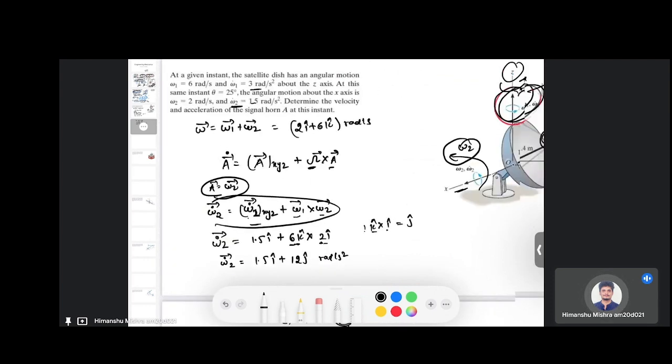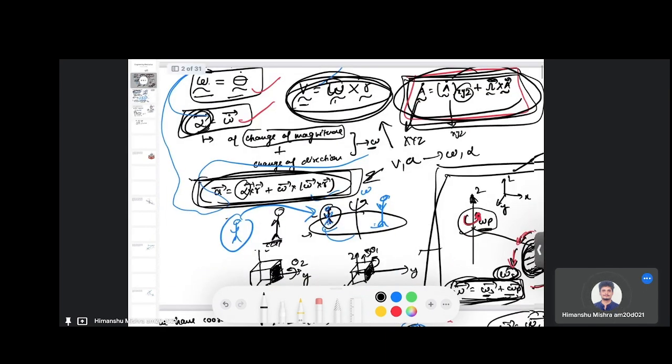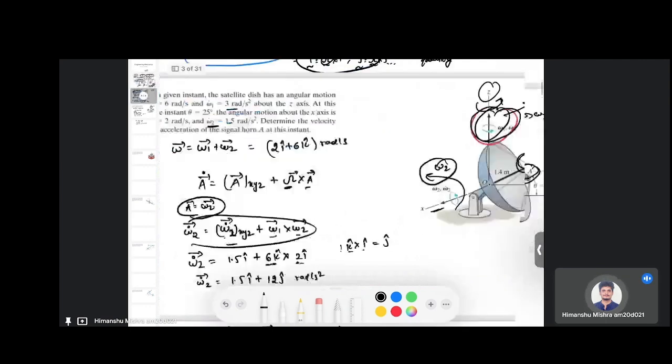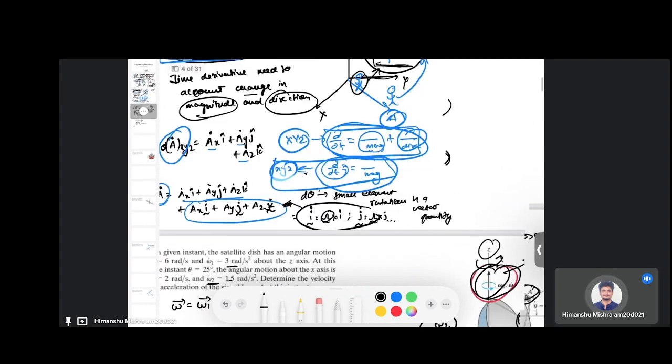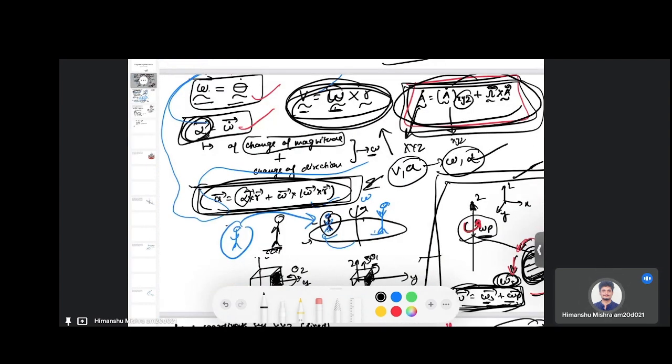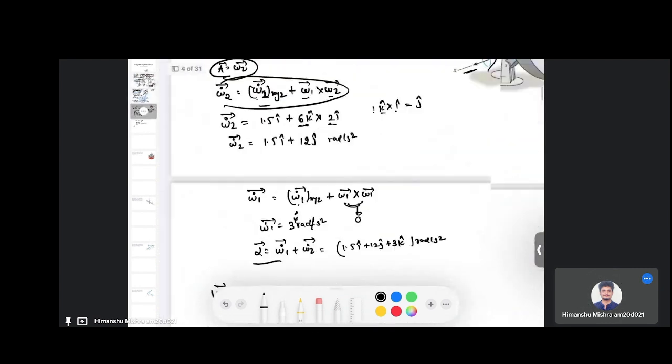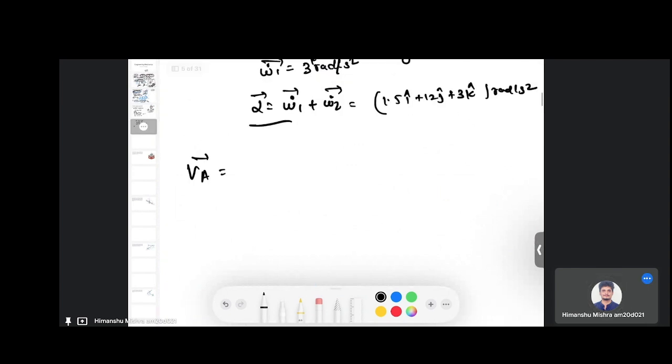Right, so we have discussed that in order to find the velocity and acceleration, we need angular velocity and angular acceleration. So we already have angular acceleration and angular velocity now. So now we can calculate the velocity of point A, and we will use the same formula, omega cross r. So velocity at point A will be omega cross RA. And now we need to define the position vector RA.